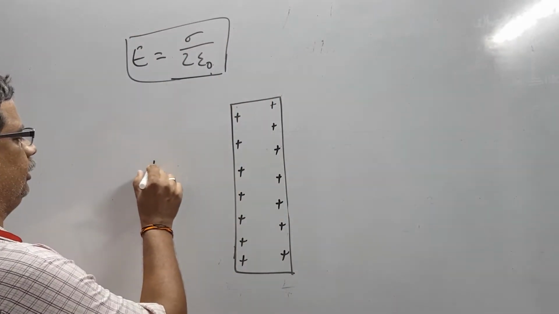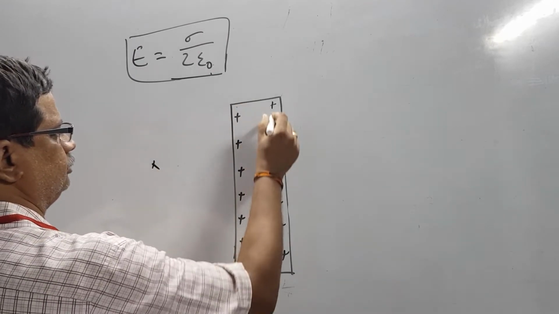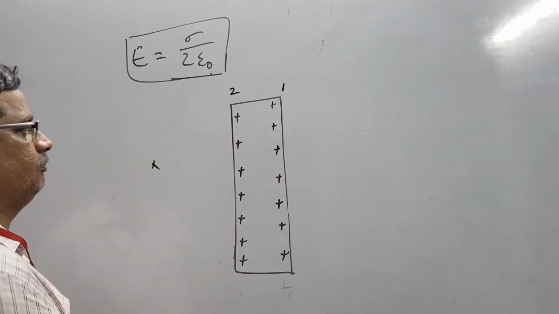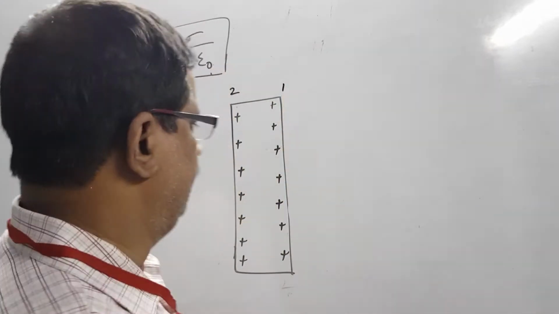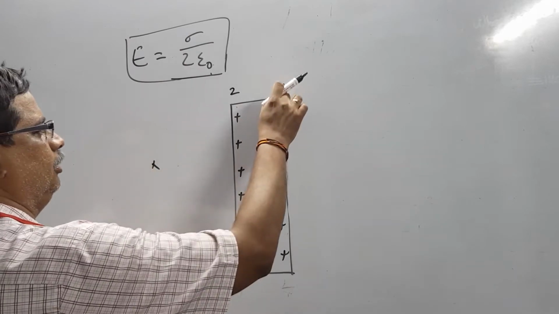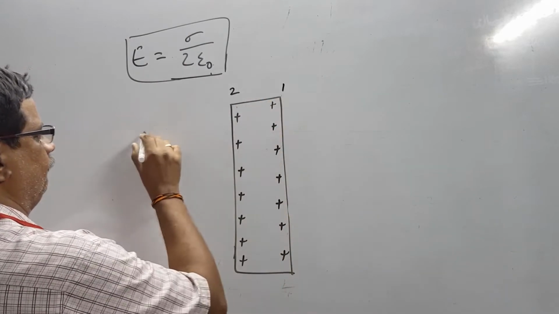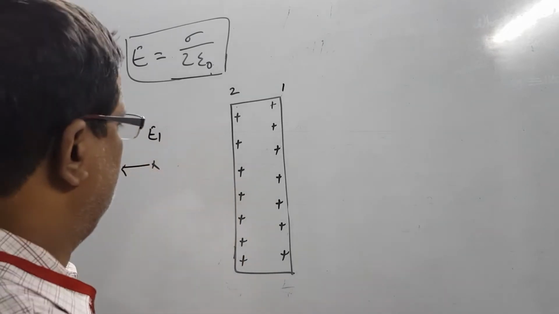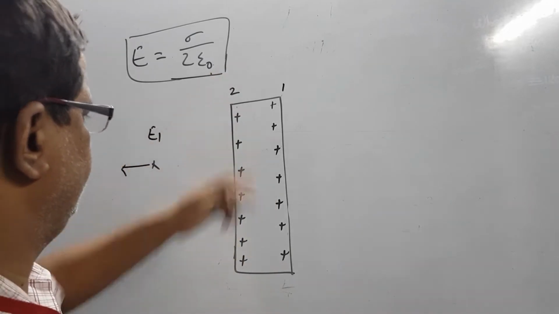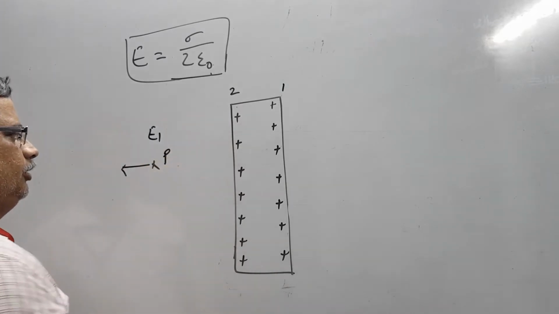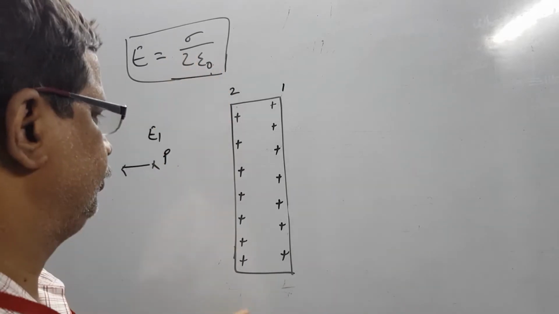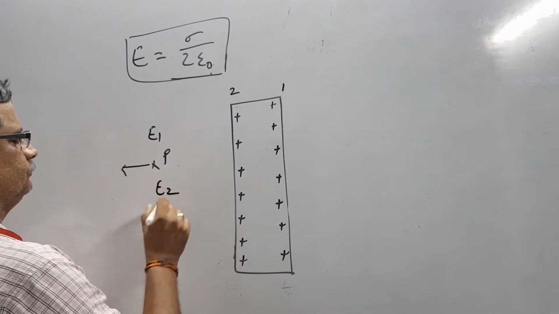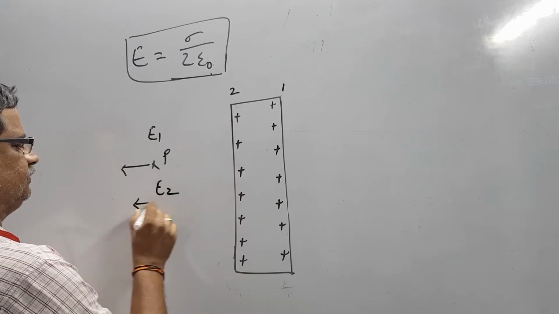Now if you consider a point here, the electric field due to the charges on this side, which is 1, can be considered as sigma by 2 epsilon 0, which we have derived. The direction of the electric field at this point due to the charges present on side 1 will be E1, directed along this diagonal. And the electric field at the same point, let us call this point P, due to the charges on side 2 can also be written as E2, and the direction will be the same.